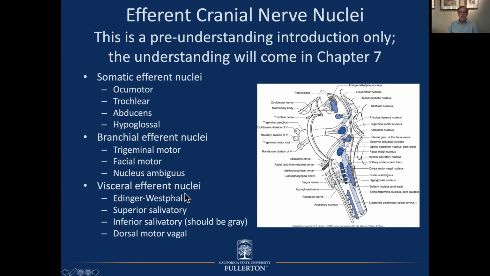Visceral efferent nuclei send axons out of the CNS to effector organs, but this time to glands or smooth muscles. Edinger-Westphal is a nucleus that innervates part of the lens of the eye, so we're not going to look at that at all, though we can label it. Here it is, Edinger-Westphal. Superior salivatory nucleus right here, and inferior salivatory nucleus right there.